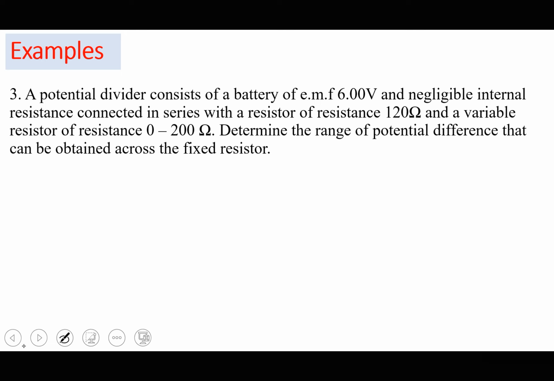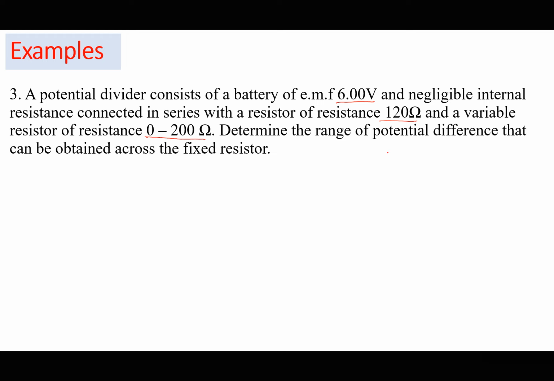A potential divider consists of a battery of e.m.f 6 volts and negligible internal resistance connected in series with a resistor of resistance 120 ohms and a variable resistor of resistance between 0 and 200 ohms. Determine the range of potential differences that can be obtained across the fixed resistor. So I can just try to sketch this.